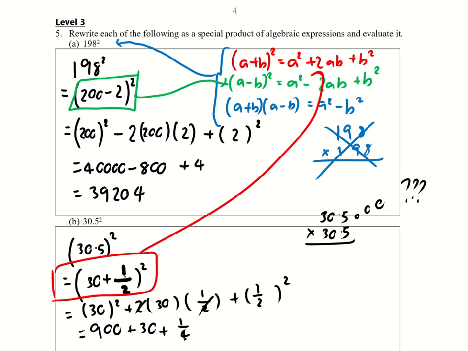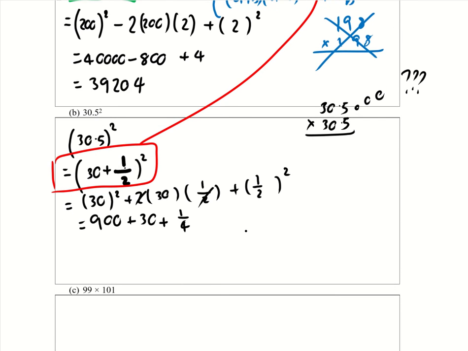So if I simplify this, I will simply get 930 and 1 over 4. And 1 over 4 is simply 0.75. So 930.75. So I don't even have to use a calculator to do this. Alright, so let's take a look at the last question.